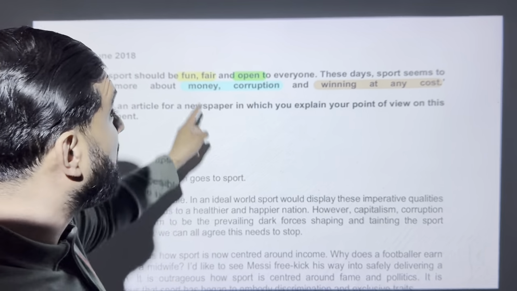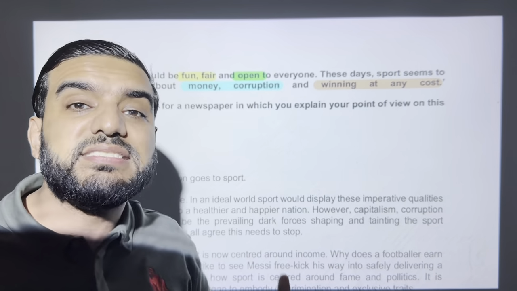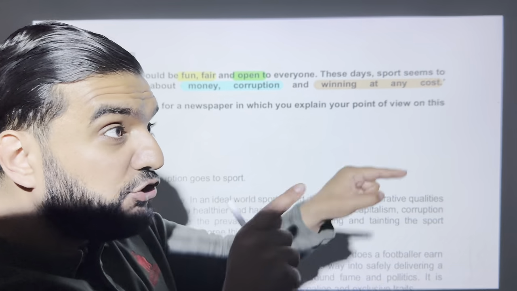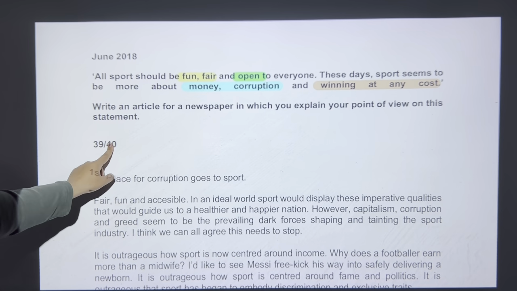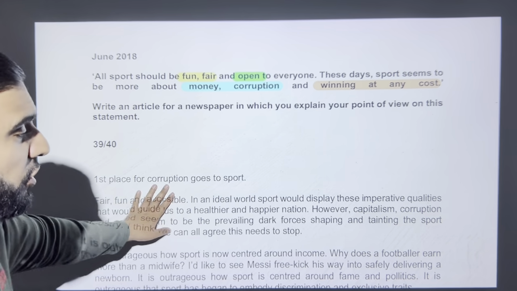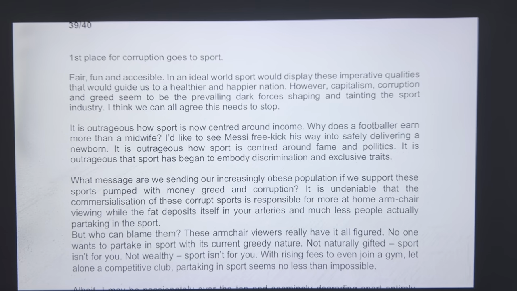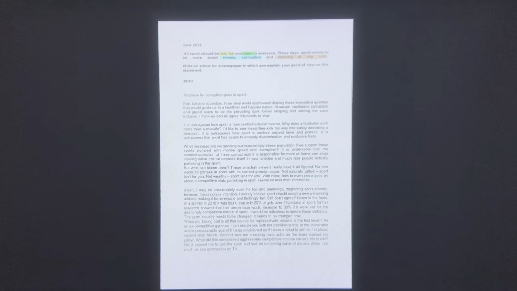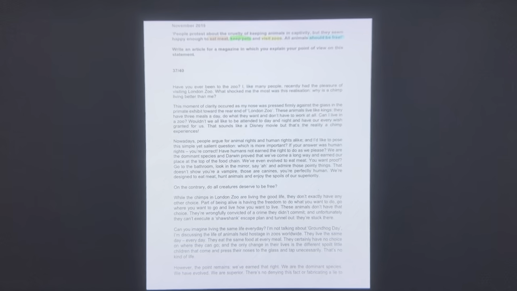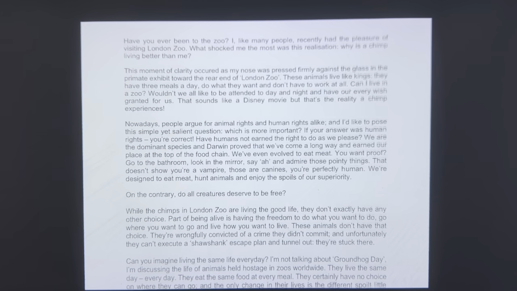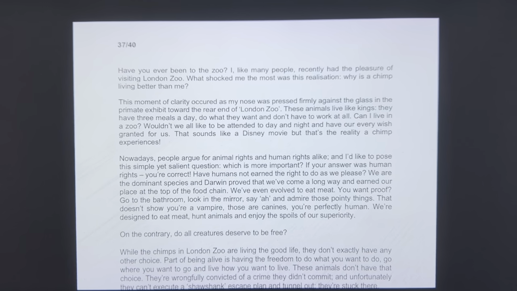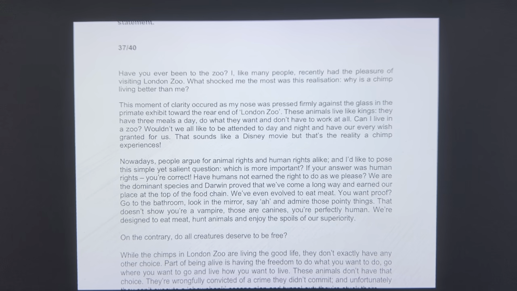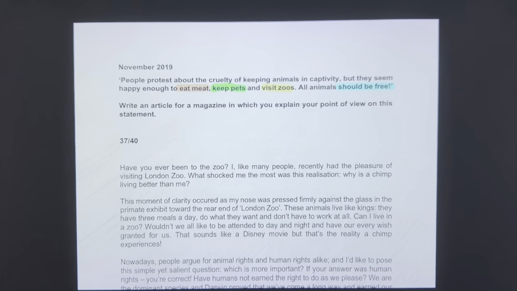AQA again give you 4 paragraphs within the statement. That is why on Monday, look at the statement and find your paragraphs. 39 out of 40, it's got a brief heading, no subheading. But again, it gets a grade 9 because of the quality of its writing. Then we move on to November 2019. And this one got 37 out of 40. And as you can see, has no heading and no subheading, but still got a very good grade.